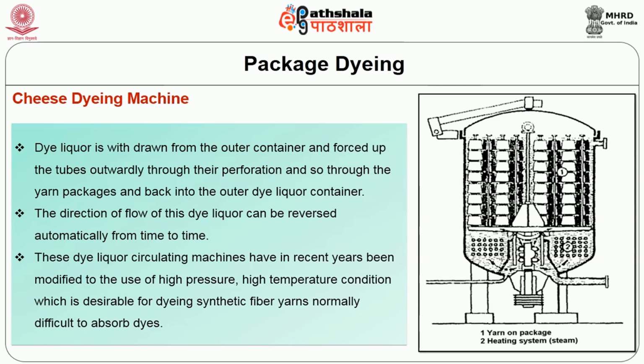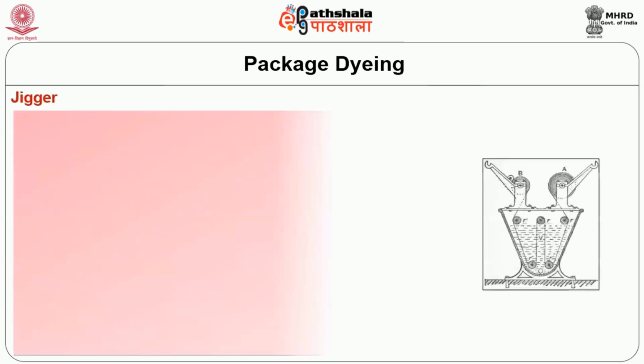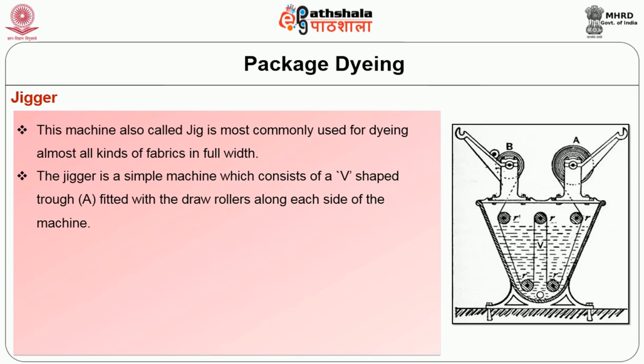Fabric dyeing machines. The first one is jigger. This machine, also called jig, is most commonly used for dyeing almost all kinds of fabric in full width. The jigger is a simple machine which consists of a V-shaped trough A fitted with the draw rollers along each side of the machine.